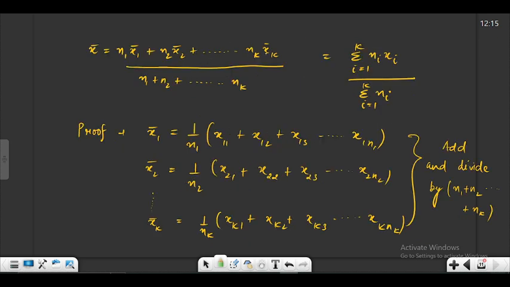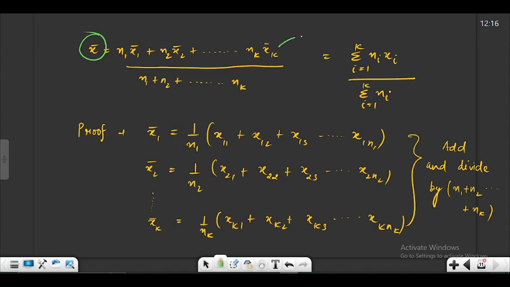Suppose there are k series. You sum this for all the k series and you divide the entire thing by the number of terms of all the series combined. N1 is the number of terms in the first series, N2 is the number of terms in the second series, and so on till the kth series. This is how you calculate the mean of the composite series.